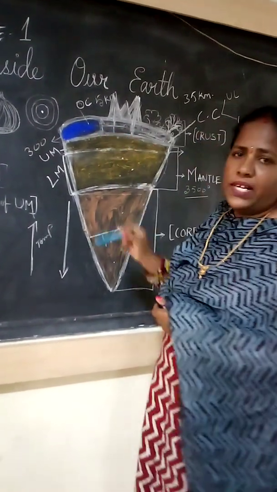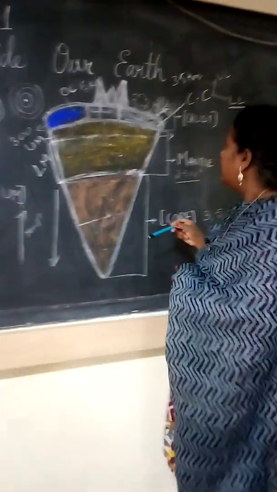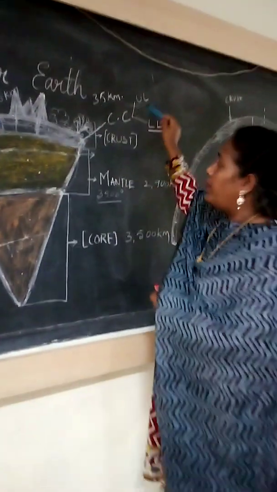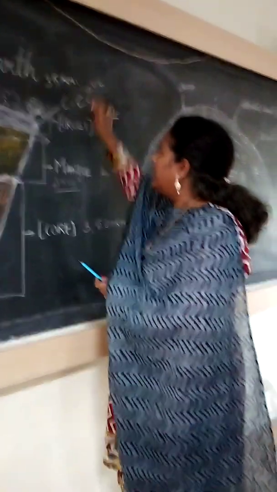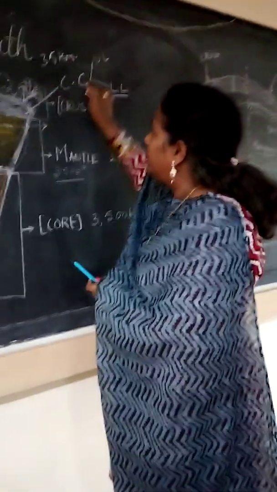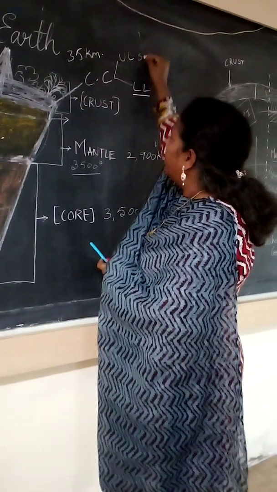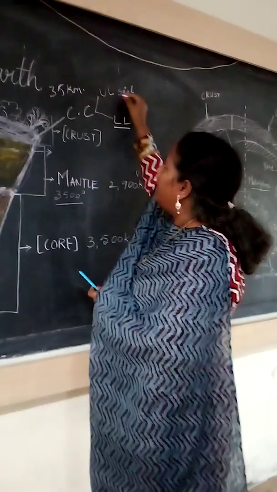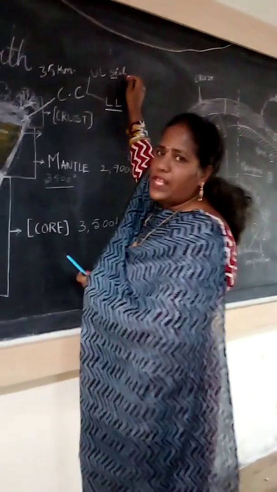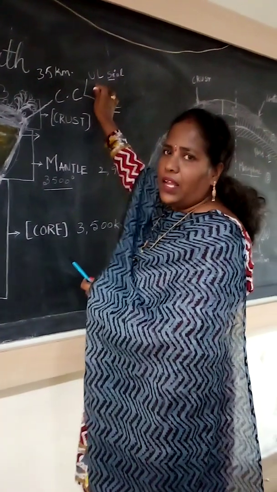Next, what minerals can we see in the crust? Now see here, the continental crust, upper layer. Here what is there? We can say silicon, aluminum. SiAl. Si means silicon, Al means aluminum, in the upper layer.